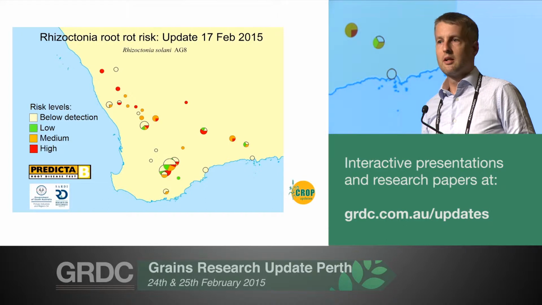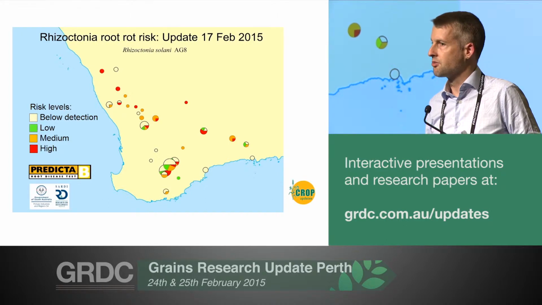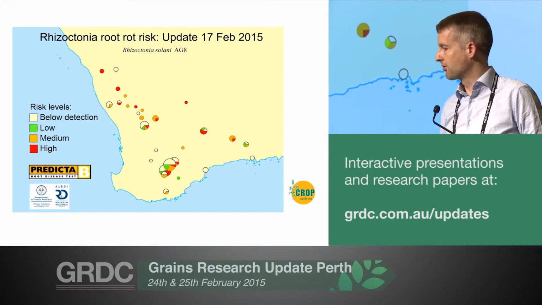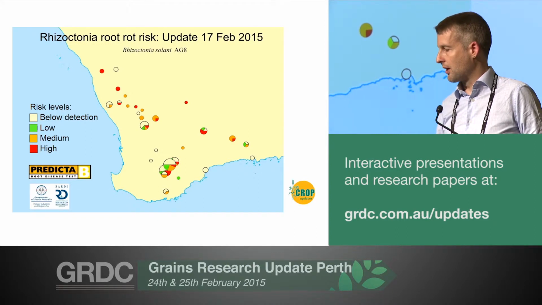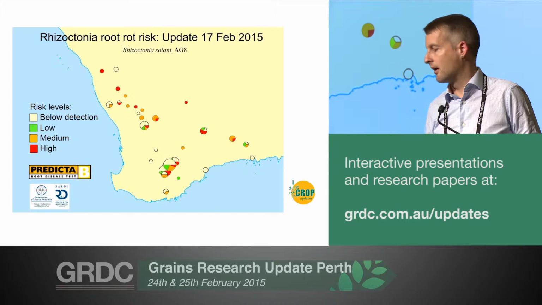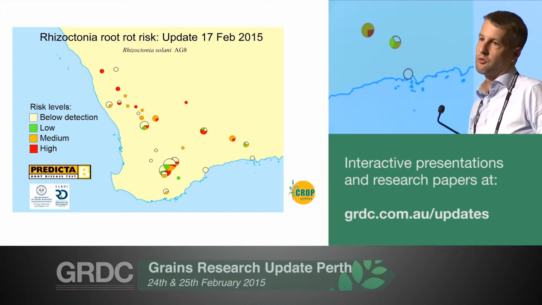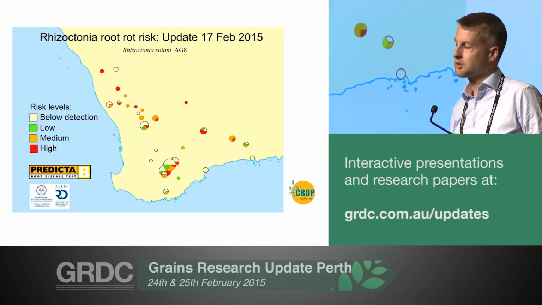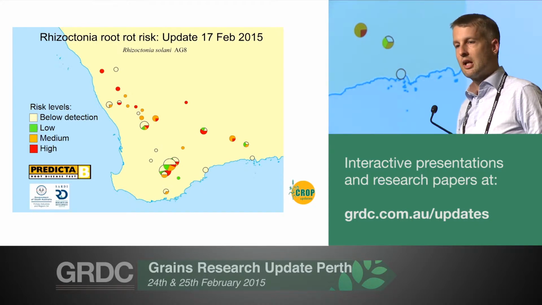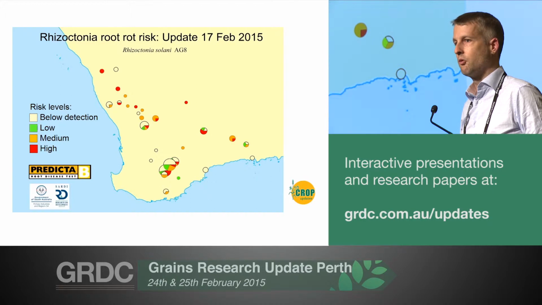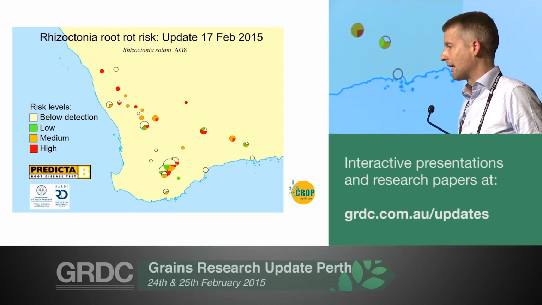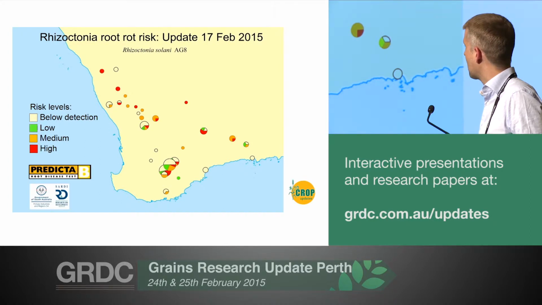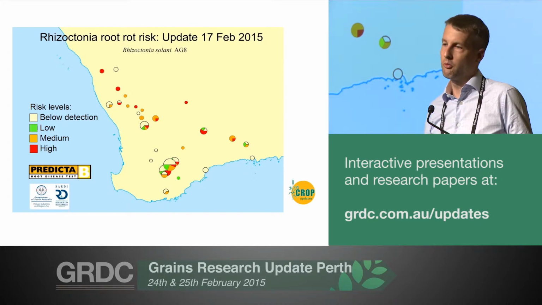This is just an updated map from the predictor bee samples that were sent in from growers' fields in this current season. What it shows you are the locations where we are having different levels of detection. So the transparent ones are the below detection, the orange and red are the medium to high risk levels of detection as of 17th of February 2015. The bigger the pie chart is, the more samples that were sent in.